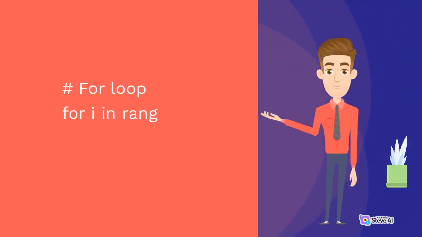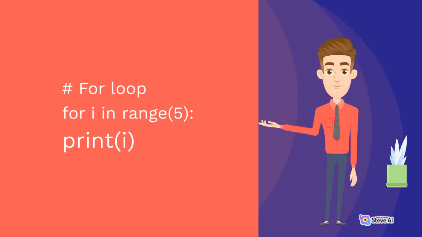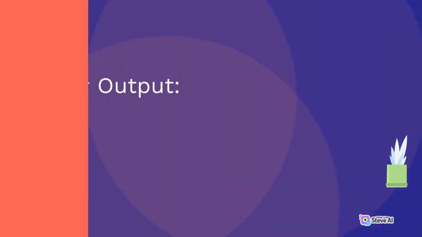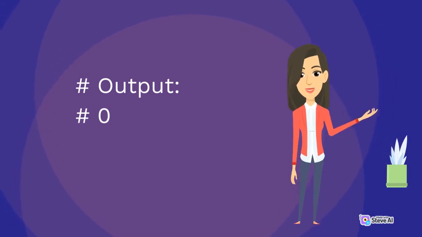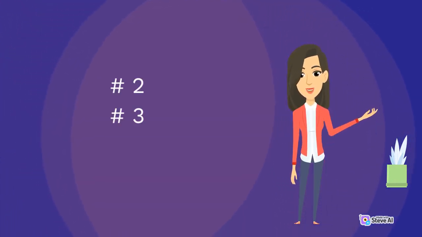# for loop: for i in range(5): print(i). # output: 0, 1, 2, 3, 4.